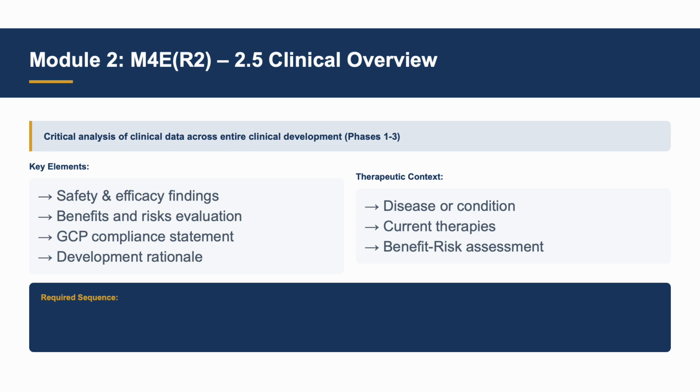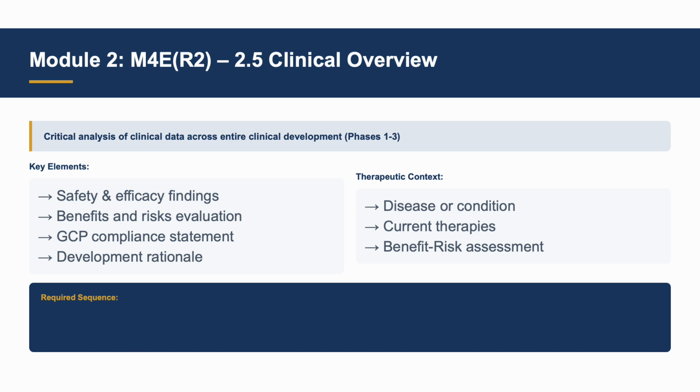Why were specific study designs chosen? How did the development program evolve? The required sequence for the clinical overview covers multiple key areas. Product development rationale explains why this product is being developed and what unmet medical need it addresses. Overview of biopharmaceutics discusses drug absorption and bioavailability. Overview of clinical pharmacology covers pharmacokinetic and pharmacodynamic studies in humans.